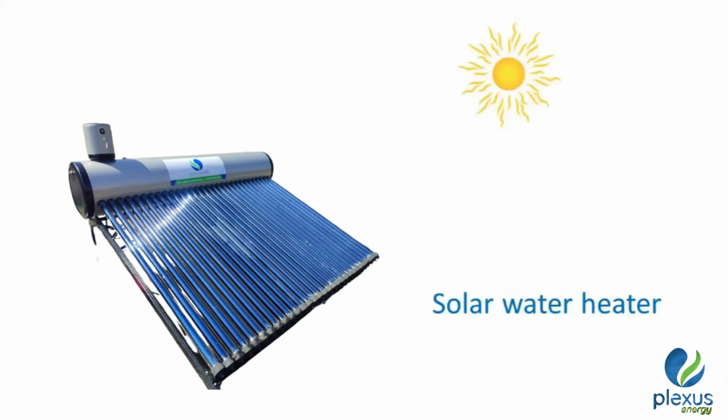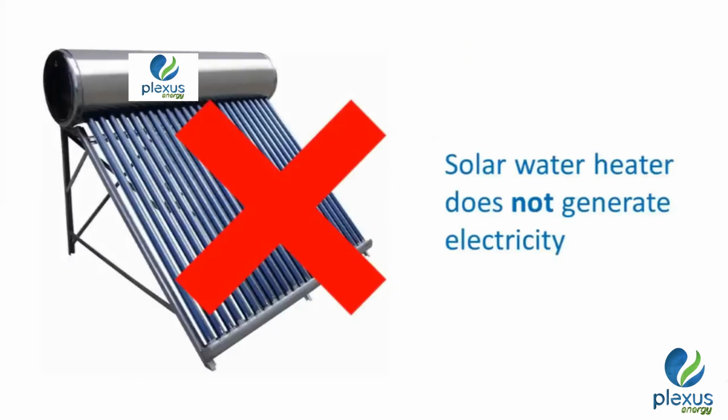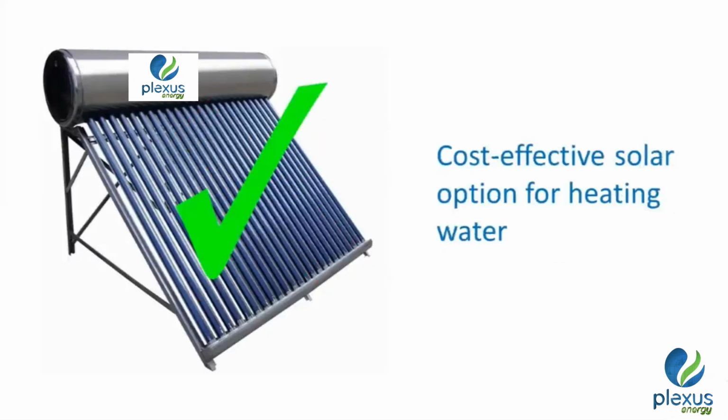The most common form of solar energy that we are familiar with is the solar water heater. A solar water heater is a form of solar thermal energy that uses the heat from the sun to heat water. It does not generate electricity. A solar water heater is a better choice if you only need to heat water, as it is more cost-effective than solar PV at heating water.